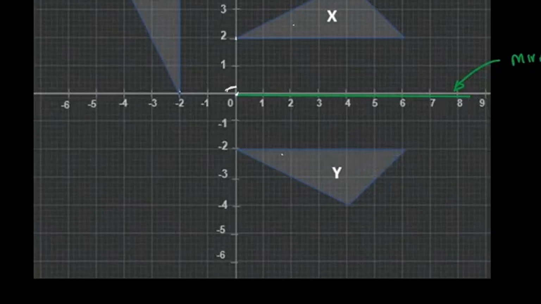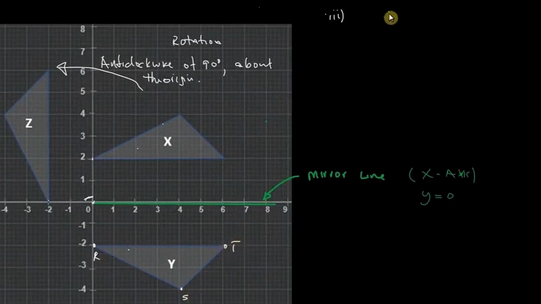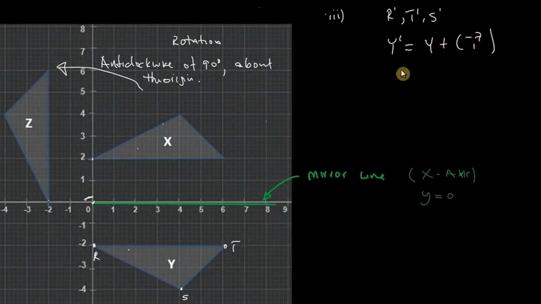Part 3 of the question reads as follows: translate triangle y using a vector -7 and 1. What is that saying? Determine the coordinates of the image of y after it has been translated by a vector -7 and 1. So let's label the vertices of y. Let's call this r, s, and t. So we need to find r prime, t prime, and s prime. So we know that y prime is the translation of the object triangle y by a vector -7 and 1. So each point on y will move 7 to the left and 1 up.